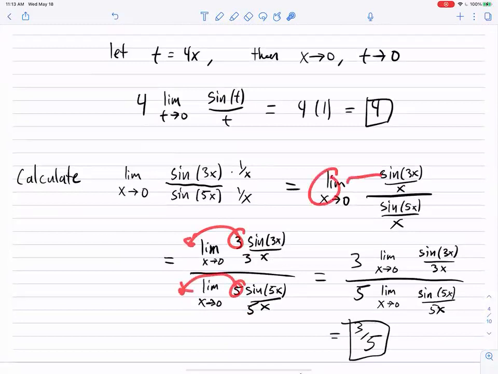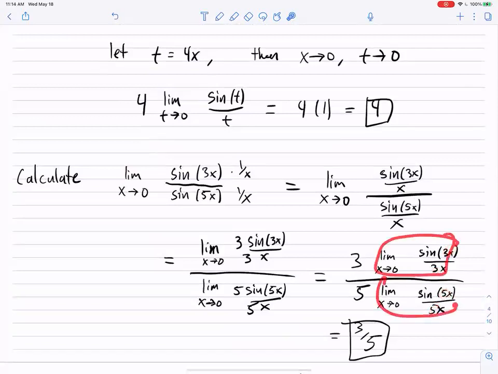And again, I can split this limit up into the top and bottom by the limit laws. And I get 3 over 5. And then the limit as x approaches 0 of sine of 3x over 3x, where that matches that, and that matches that. And as long as the thing is going to 0, because that's going to 0, that's going to 0, that's going to 0, then this will equal 1, that will equal 1.